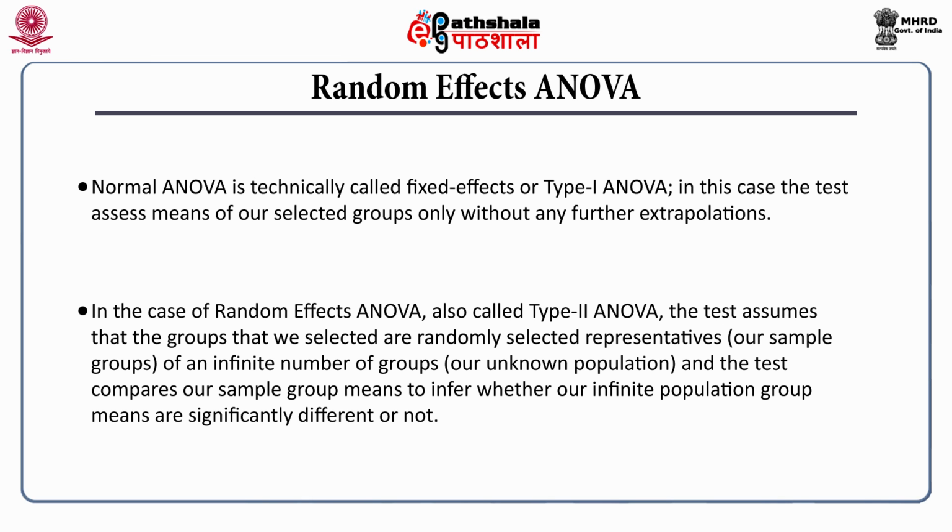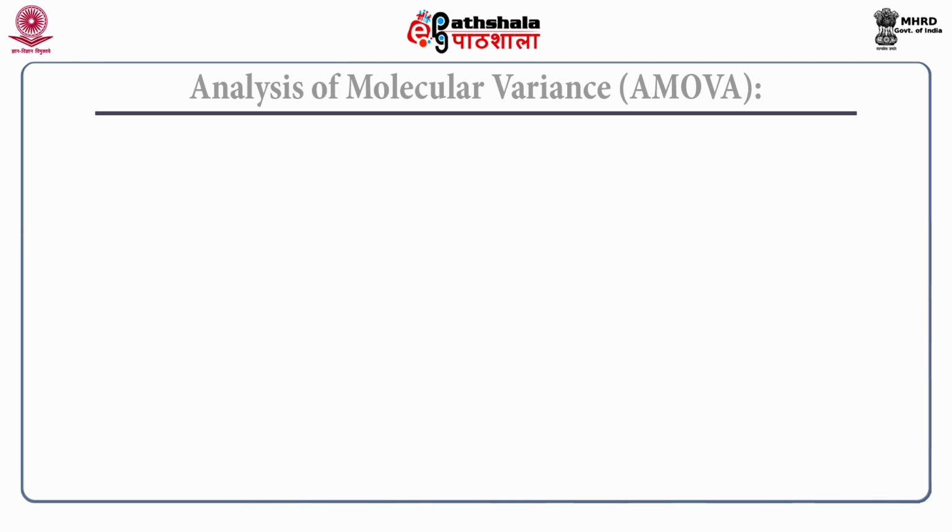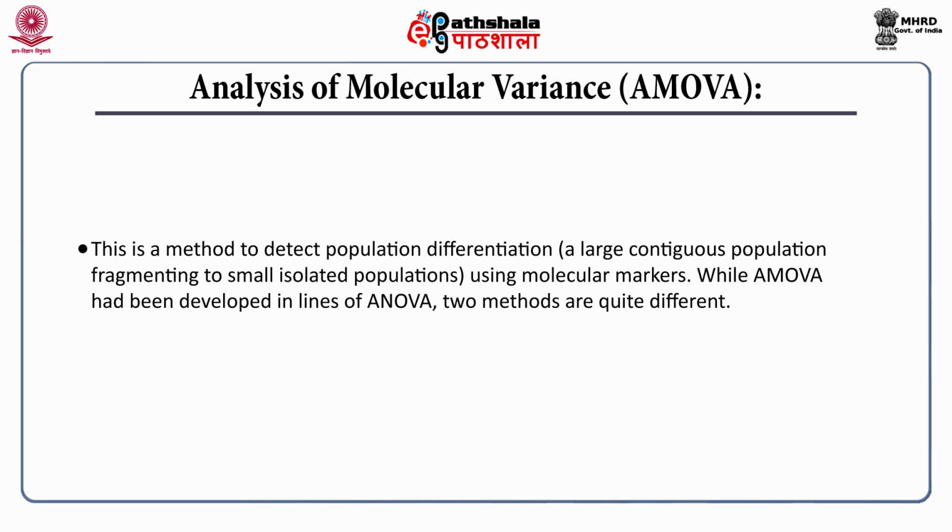In this, the groups are assumed to be coming from a larger population of many such groups. So our test groups, the sample groups, are representatives of a larger population of many such groups. So in that case, we have to use random effects ANOVA. Finally, analysis of molecular variance or AMOVA is also used. This method is to detect population differentiation, a large contiguous population fragmenting into small isolated populations. Using molecular markers, for example RAPD or RFLP, we can use AMOVA. While AMOVA had been developed along the lines of ANOVA, the two methods are quite different.